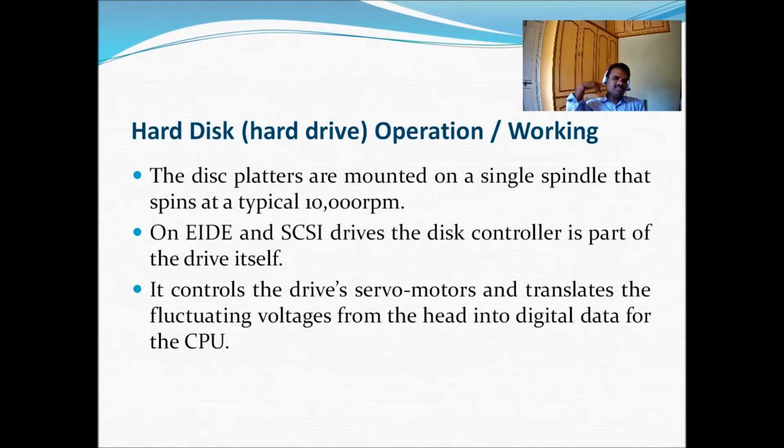Hard disk drive operation. The disk platters are mounted on a single spindle that runs at a typical speed of 10,000 rotations per minute. On EIDE (Enhanced Integrated Drive Electronics) or SCSI (Small Computer System Interface) drives, the disk controller is part of the drive itself. It controls the drive's servo motors and translates the fluctuating voltage from the head into digital data for the CPU.